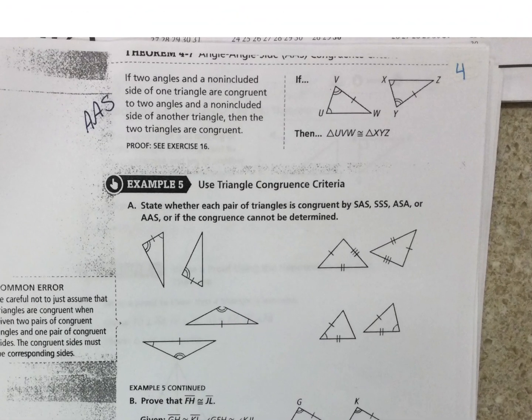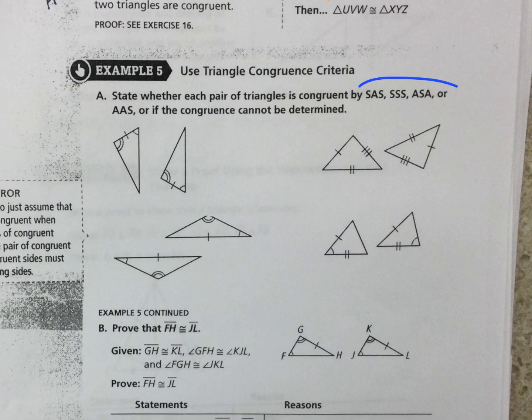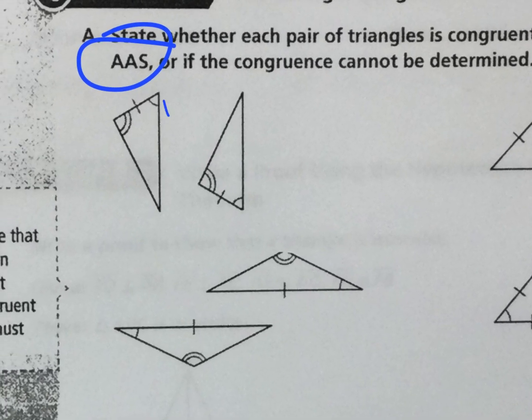So here, angle, angle, side, if two angles and a non-included side. So we have angle, it's got one mark, so it's this one. And then angle, two marks, so it goes here, side. Okay, so here, state whether each pair is congruent by one of these. So here we got angle, side, angle, right? So they're congruent by angle, side, angle.